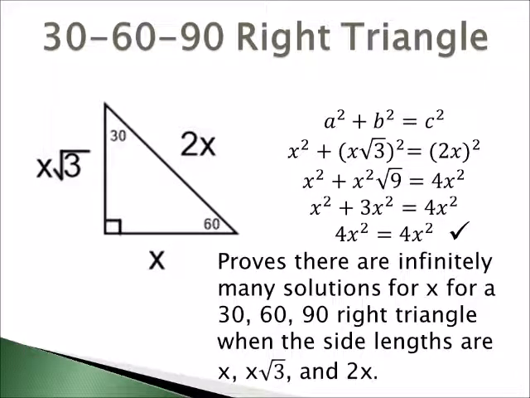This proves the 30-60-90 right triangle due to the fact that there are infinitely many solutions for x. So whatever value is given to you for your x value, all you do is substitute into your triangle to get x, x radical 3, and 2x. This will be used later on in an example in the video.